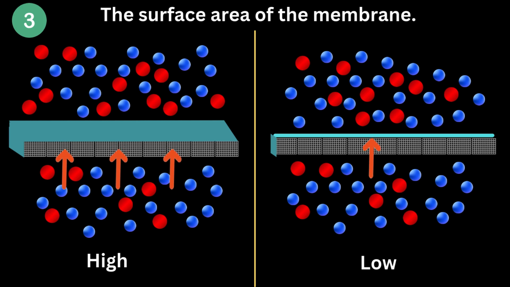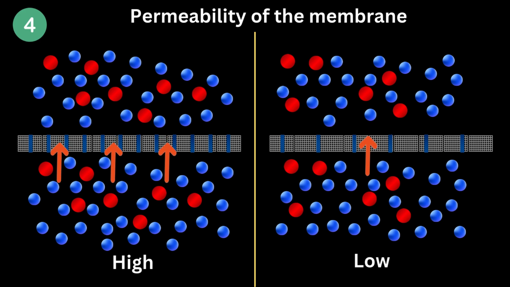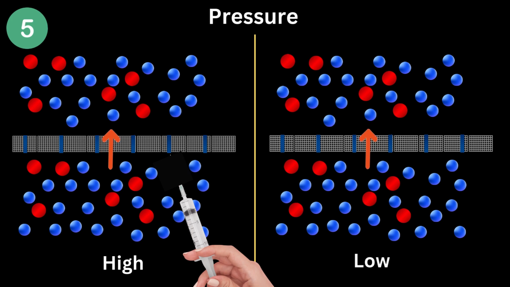3. The surface area of the membrane. A larger membrane surface area allows more water molecules to pass through at a given time, speeding up osmosis. 4. Permeability of the membrane. The presence and abundance of specialized water channels, or the membrane's inherent permeability, influences how easily water molecules can pass through. 5. Pressure. Applied pressure, such as turgor pressure in plants, or hydrostatic pressure in certain systems, can either enhance or oppose osmosis, depending on the direction of the water movement.